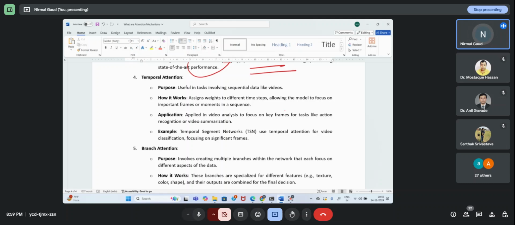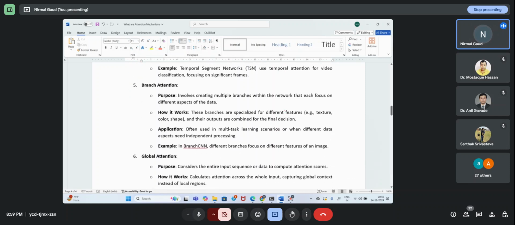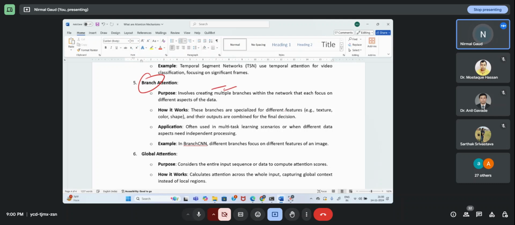We have temporal attention also, useful for tasks involving sequential data. Like for videos, we apply temporal attention, allowing the model to focus upon important frames, etc. We have branch attention also, that involves creating multiple branches within the network. They follow texture, color, shape in an image, and then combine to get the final decision. So we divide the image by creating multiple branches within a network and focus upon the different aspects of the data.